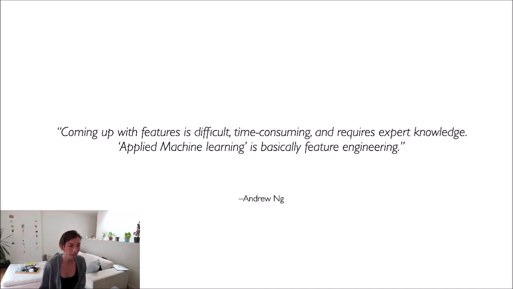This is a quote that I love: coming up with features is difficult, time-consuming, and requires expert knowledge. Applied machine learning is basically feature engineering. Now, feature engineering is rarely formalized in theory, and sometimes different data scientists will have slightly different opinions on what counts as part of the process. For example, some might include some data cleaning steps under feature engineering, and some may not. But the bottom line is that there are many ways to tackle any problem and no single way to create features for a given use case.